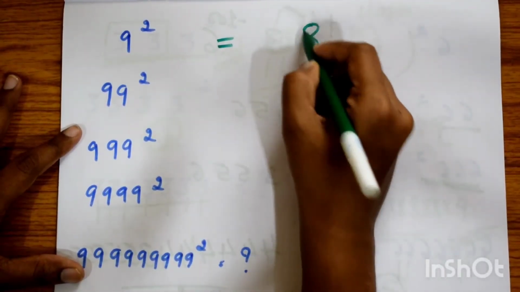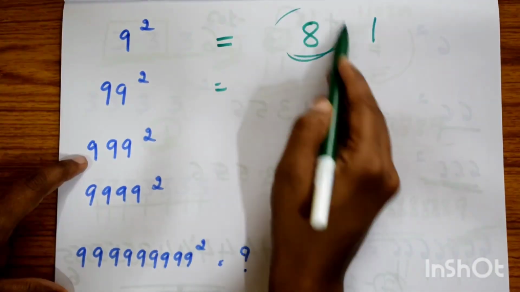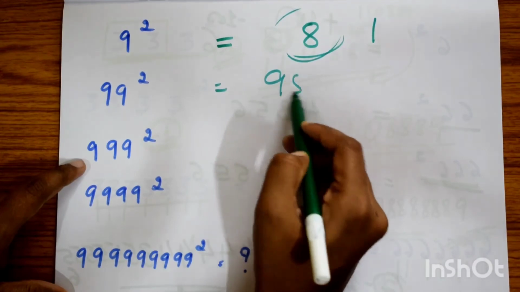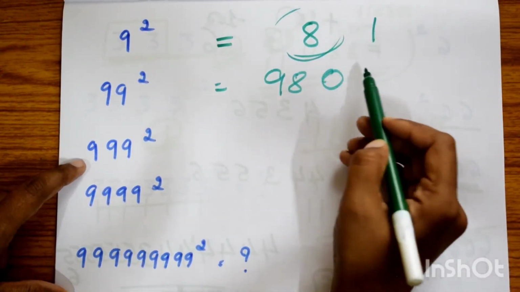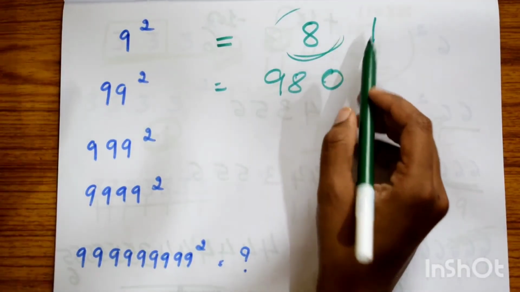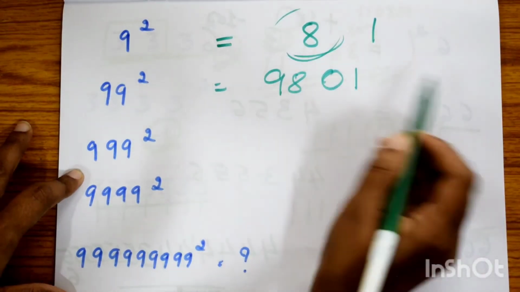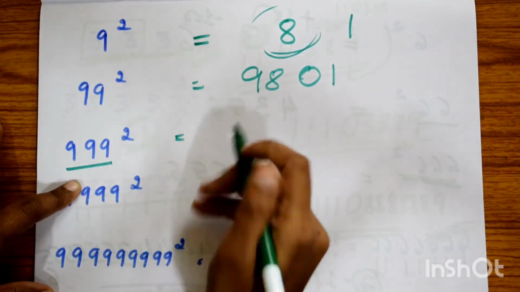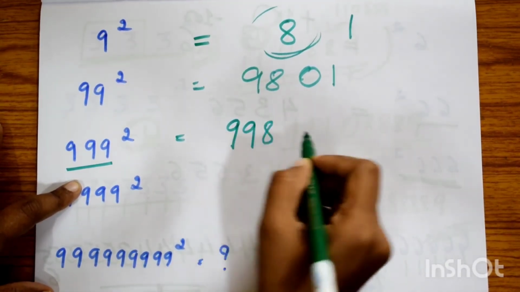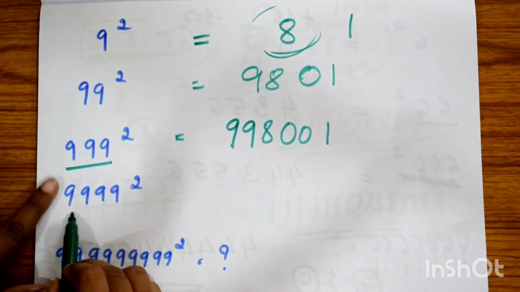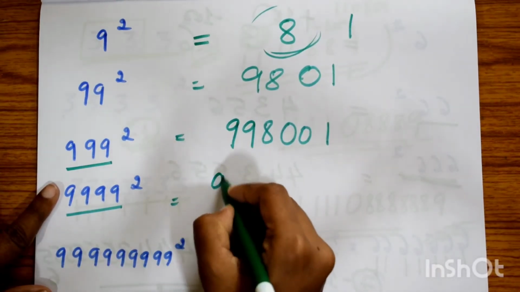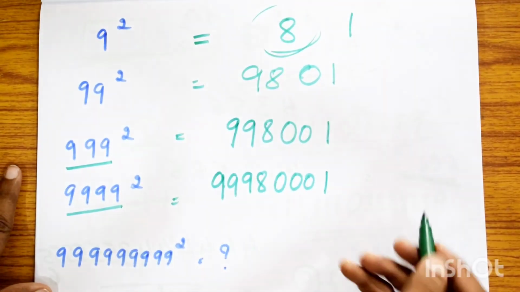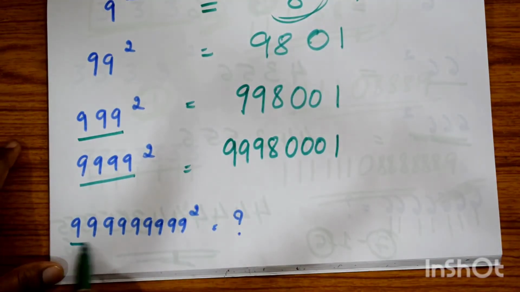9 square is 81. Okay. For the first digit it is plus 1. And here minus 1. So plus 1 means 9, 8. Minus 1 means 0. That is 1 minus 1 is 0. So again 1. So 9801. Right? Okay. 3 digits, so 2 times repetition. So 998001. Okay. Here 3 times. 9998001. Okay.